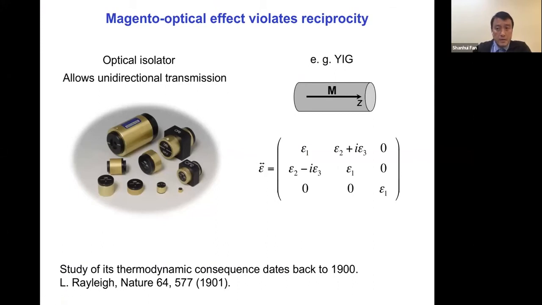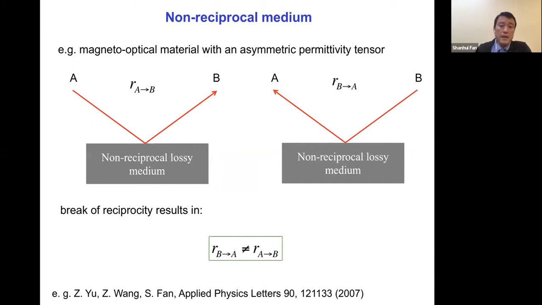What's perhaps less known is the thermodynamic consequence of this non-reciprocity. This is something that in fact has a very long history, the study of the thermodynamic consequences. It dates back more than 100 years to, for example, Lord Rayleigh's work. And here I would like to give a more general discussion about these thermodynamic consequences. In non-reciprocal systems, it's very common to design an amplitude non-reciprocity. For example, you can imagine a non-reciprocal mirror where the amplitude reflectivity between these two reciprocal pathways is different.